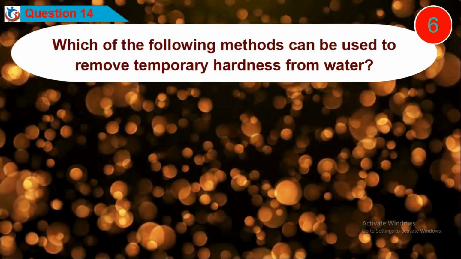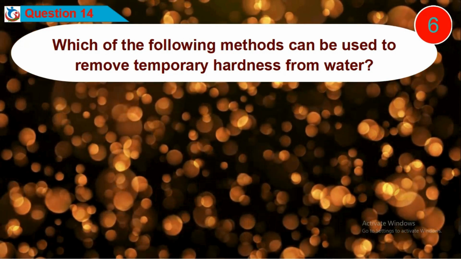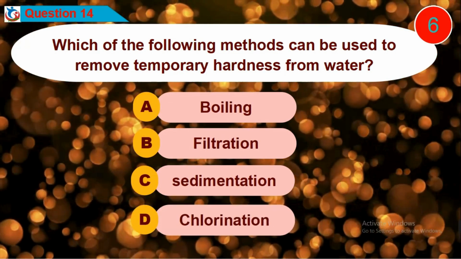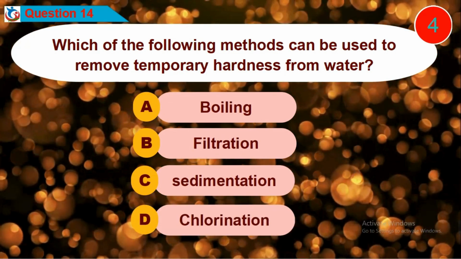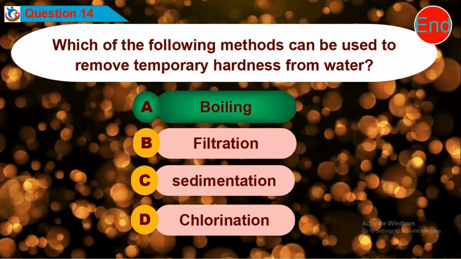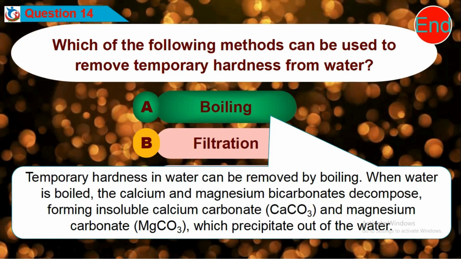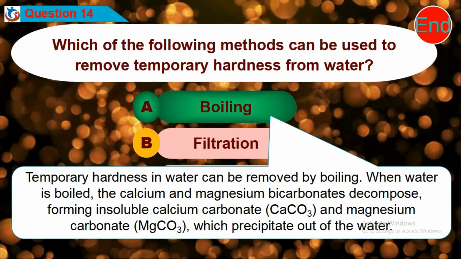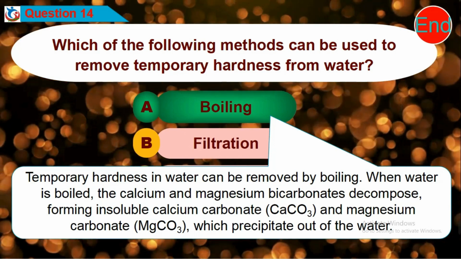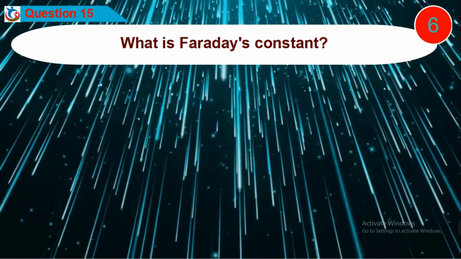Question 14. Which of the following methods can be used to remove temporary hardness of water? Is it option A, B, C, or D? Temporary hardness in water can be removed by boiling. When water is boiled, the calcium and magnesium bicarbonates decompose, forming insoluble calcium carbonate and magnesium carbonate, which precipitate out of the water.